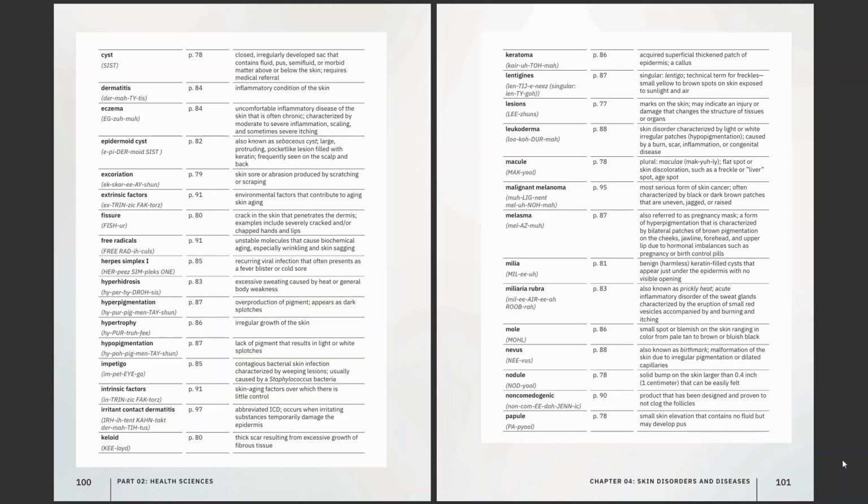Irritant contact dermatitis, abbreviated ICD, occurs when irritating substances temporarily damage the epidermis. Keloid, thick scar resulting from excessive growth of fibrous tissue. Keratoma, acquired superficial thickened patch of epidermis, a callus.